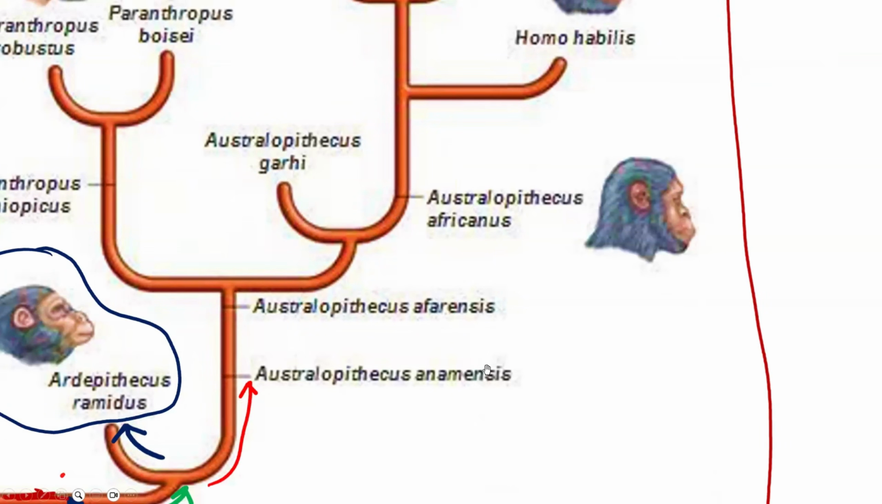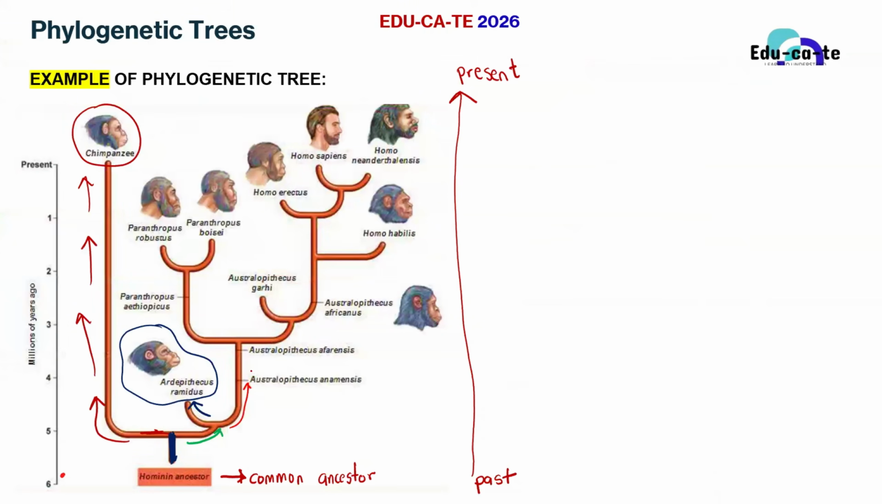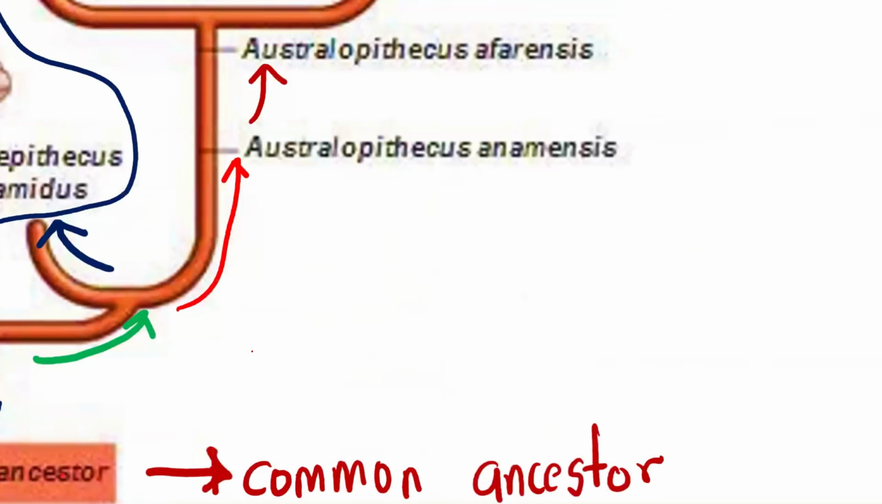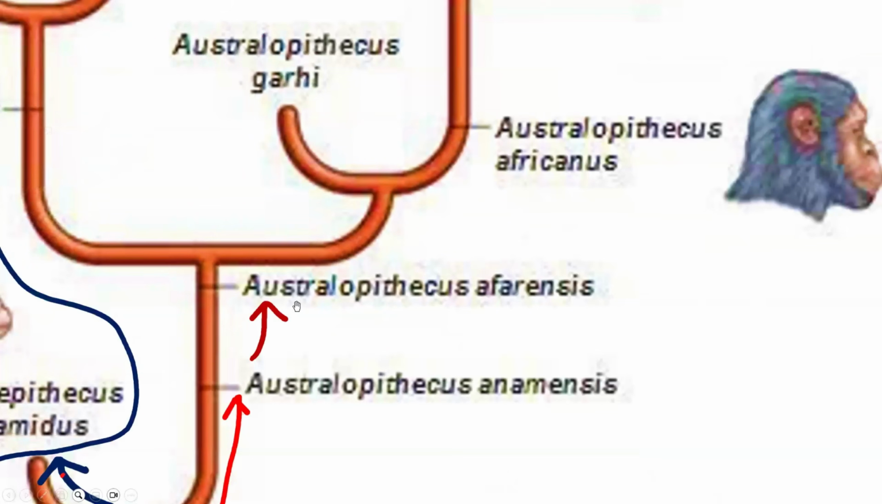Australopithecus anamensis. It is formed from what? It is formed from these green species. And then now we move on, we find Australopithecus afarensis. So now, please guys, tell me one thing. This Australopithecus afarensis, how does it relate to Australopithecus anamensis?